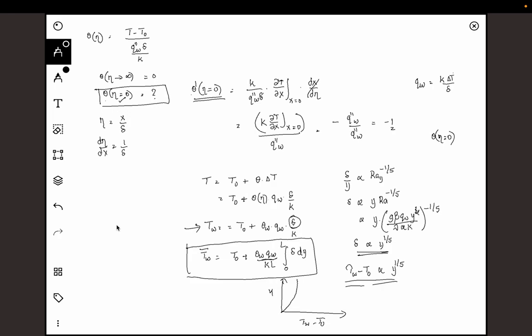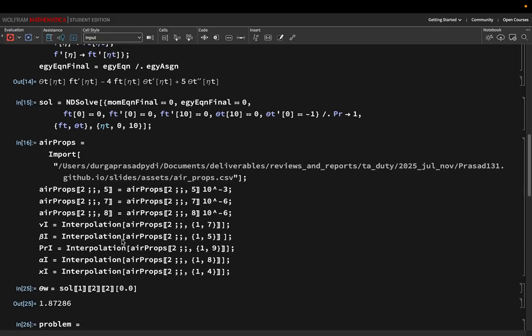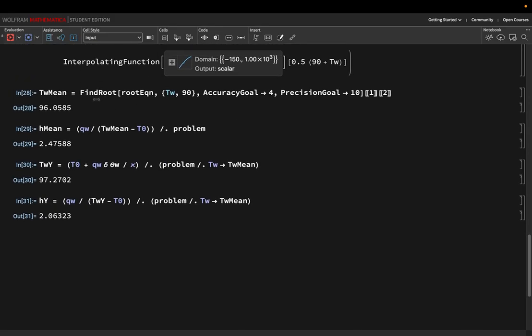So what we are trying to do is solve for this equation. The equation looks like TW equals T naught plus whatever I have just written. You just solve this equation using FindRoot. You assume an initial value of 90 and then ask it to solve. I've given accuracy goals of around 10 to the power minus 1 and around 10 iterations, and then it eventually converges to around 96. So the wall temperature is close to 96.